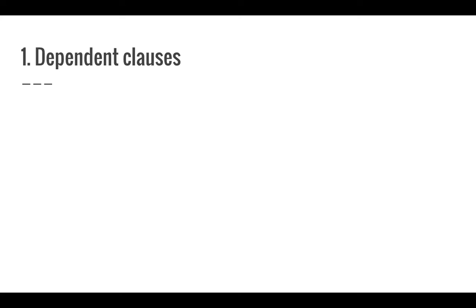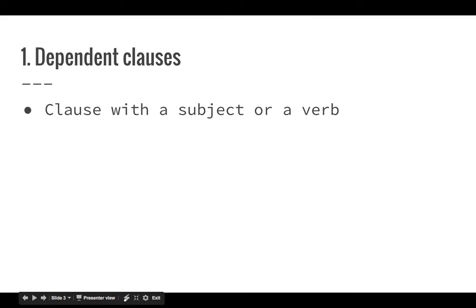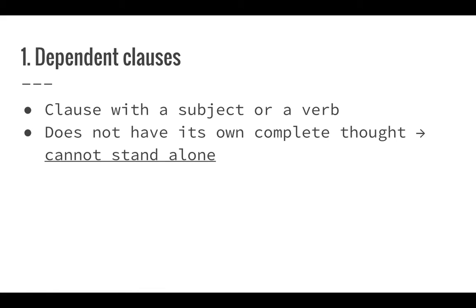So to start off, to make some of the other definitions make more sense, we need to know what a dependent clause is. As the name dependent would suggest, it means that although it has a subject or a verb, it cannot stand on its own. It doesn't have its complete thought, even though it has a subject or a verb. It has to be with an independent clause.